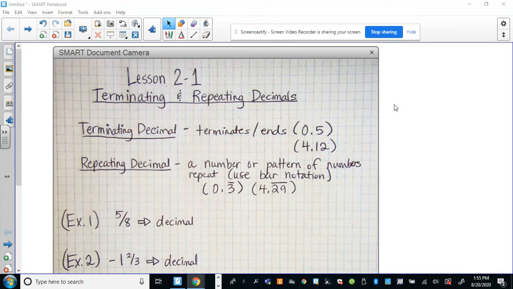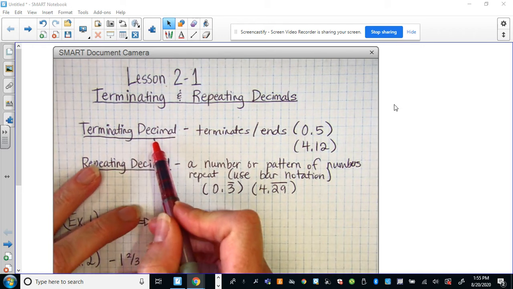Hello, today's activity is from Lesson 2-1 on terminating and repeating decimals. First, you have two vocabulary terms that I'd like for you to put in your notebook. So if you want to pause the video now and put terminating decimal with the definition and two examples, and repeating decimal definition and two examples into your notebook, and then start the video again.